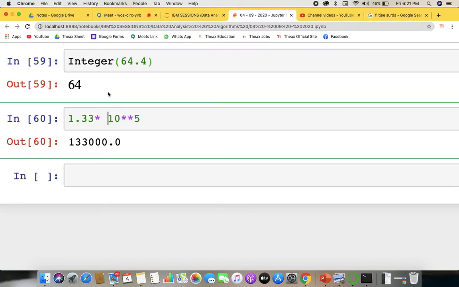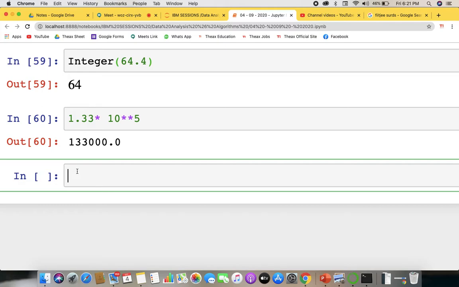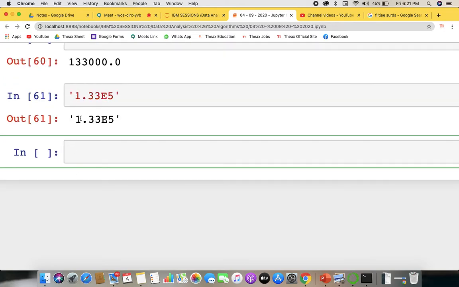See, if I'm saying that there is an expression 1.33 E5, what does E5 mean, guys? If I'm writing E5, that means 10 to the power of 5. Got it? 1.33 E5 means 1.33 multiplied by 10 to the power of 5. That's the computer algebra, right?